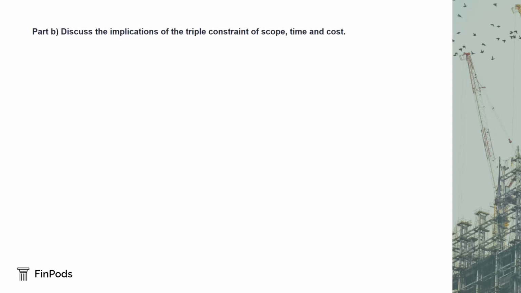Part B. Discuss the implications of the triple constraint of scope, time and cost. Triple constraints for the project can be defined as follows. 1. Scope. This relates to all of the work that needs to be done and all of the deliverables that constitute the project's success. Scope is closely connected to the issue of quality. 2. Time. This concerns the agreed date for the delivery of the project. 3. Cost. This relates to authorised spend on the project.